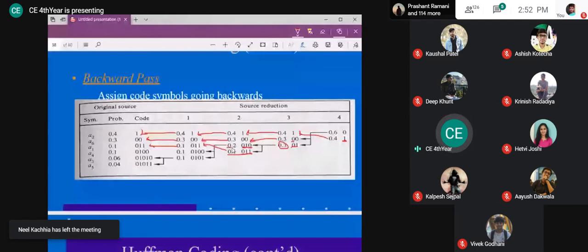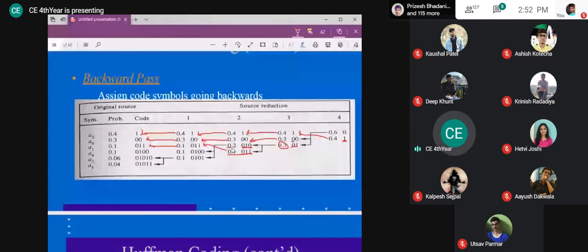But again, this 0.1 was from this, and this 0.1 was the combination of these two probabilities. It was the combination of these two probabilities, and hence what will happen? The 0, 0, 1, 0, 1, 0, 1 will come as MSBs, and again 0 is assigned to this probability and 1 is assigned to this probability.